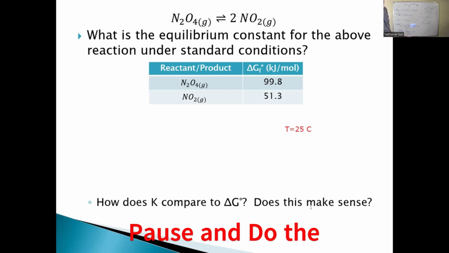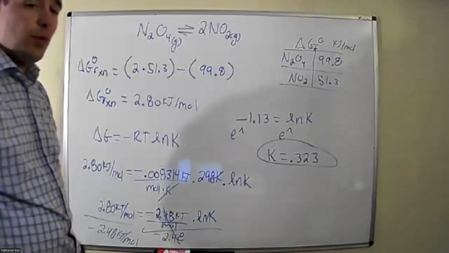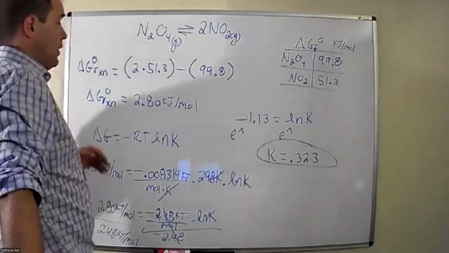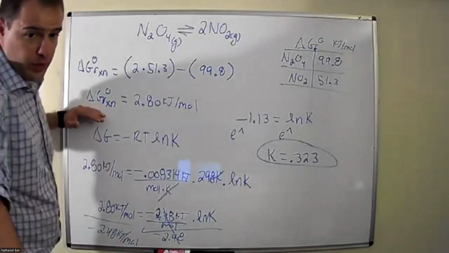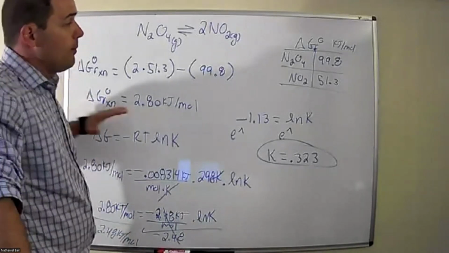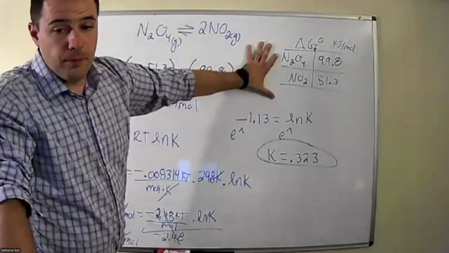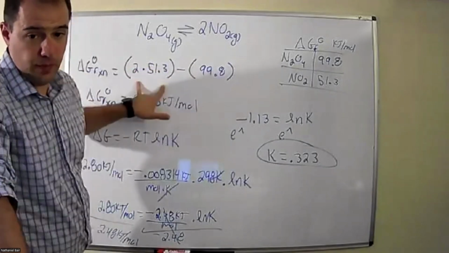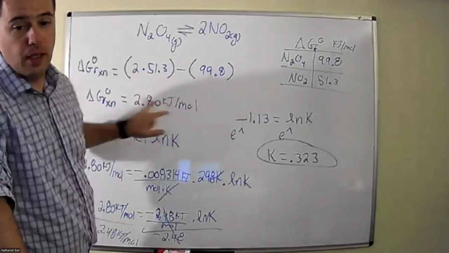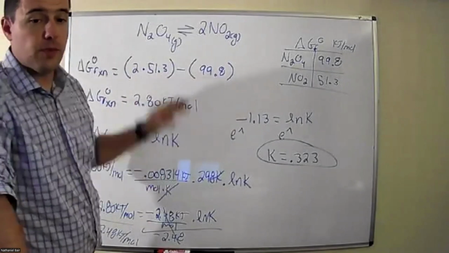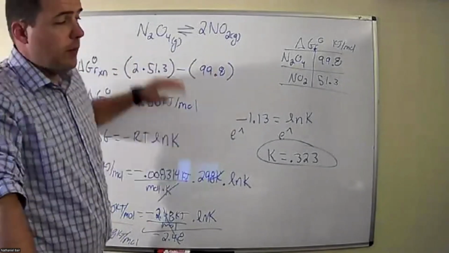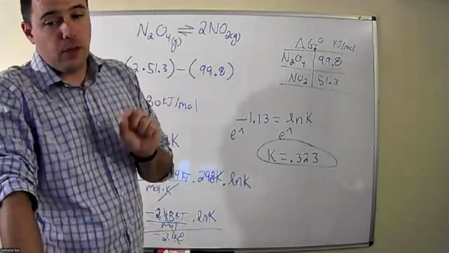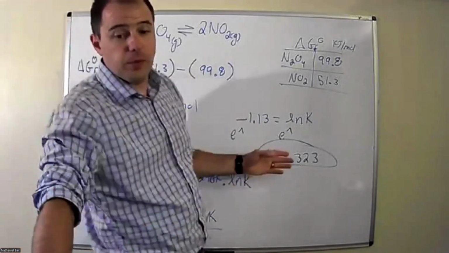All right, folks. I got K equals 0.323. How did I get that? Well, I got delta G standard for the reaction is positive 2.80. Okay, we use the delta G of formation values, products minus reactants, so 2 times the 51.3 minus 99.8, that's a positive 2.80. What does that mean? That means this reaction is non-spontaneous. What does that mean? That means the reactant side is favored. That means we should get an equilibrium constant that is less than 1. What do we get? We got an equilibrium constant less than 1.